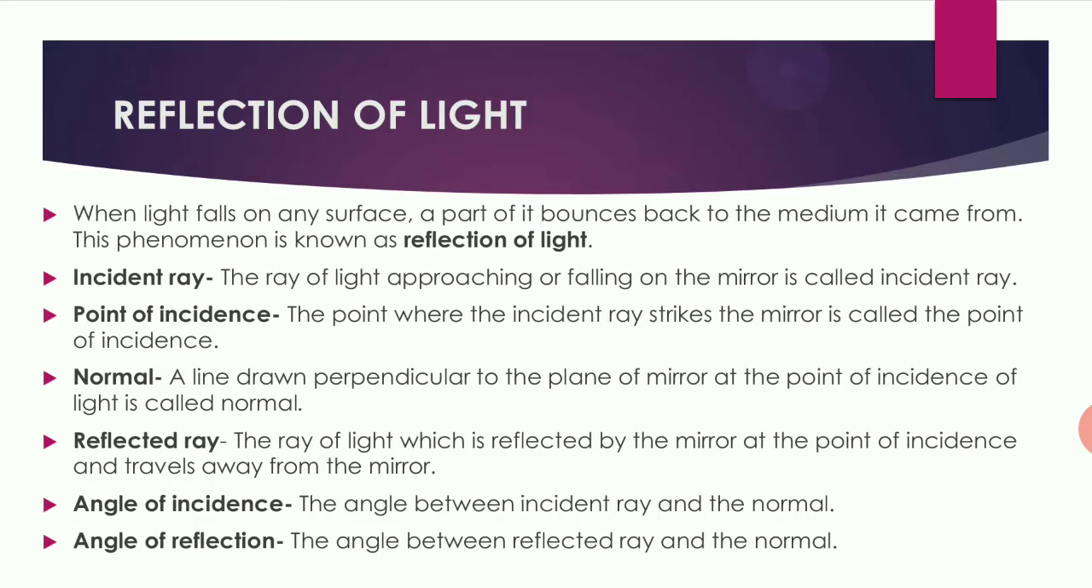What is reflection of light? When light falls on a surface, a part of it bounces back to the medium it came from. This phenomenon is called reflection of light. Once again, I'm repeating the definition: when light falls on any surface, a part of it bounces back to the same medium from where it came. So this phenomenon is called reflection of light.